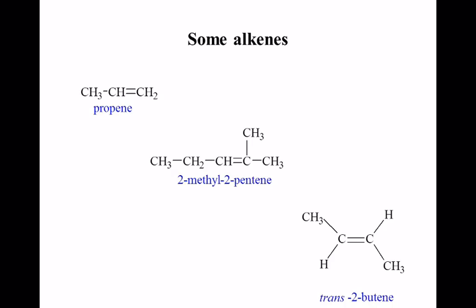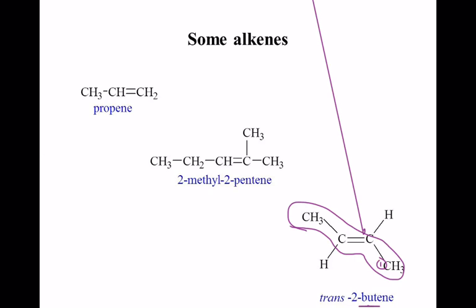Okay, so the longest we can get here is 4. So 1, 2, 3, 4. This is BUT, we use BUT for 4. So this is butene. Now that double bond could have gone here, here, or here, so again we have to say where the double bond is. It's very symmetrical. If we call this carbon 1, carbon 2, carbon 3, etc., we're going to say it's 2-butene.